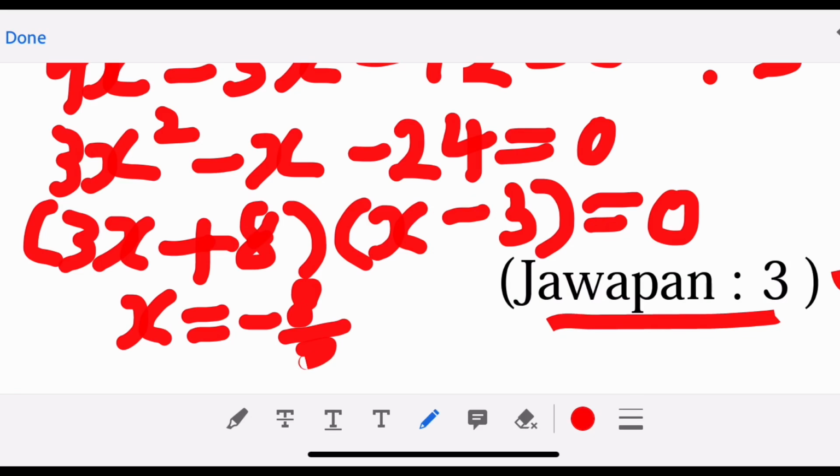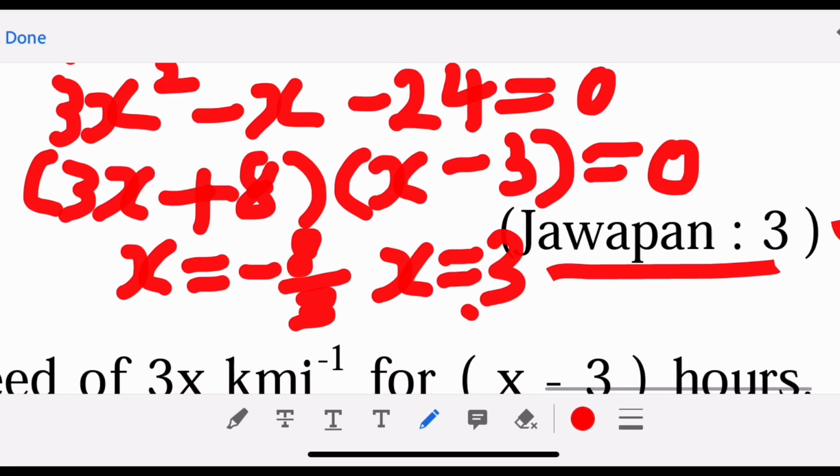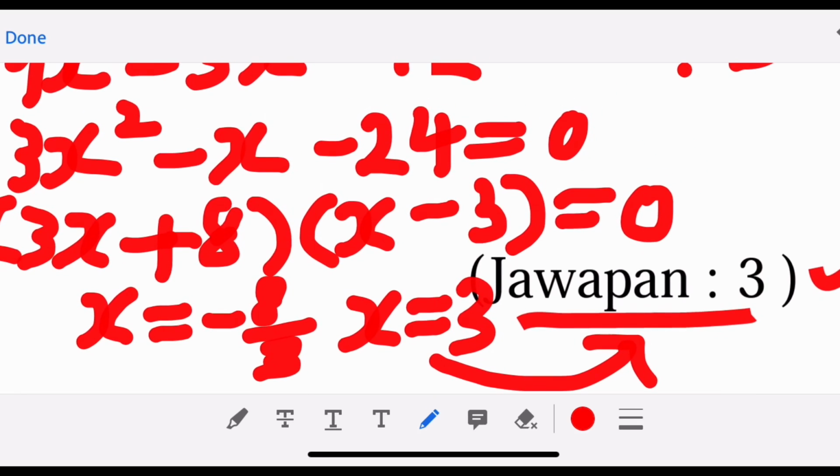Then I let each factor equal to 0. I will have x equals negative 8 over 3 and x equals 3. So you need to write the proper steps: factorization, let factor equal to 0. Alright, so finally for your answer, you must choose the answer based on the question.